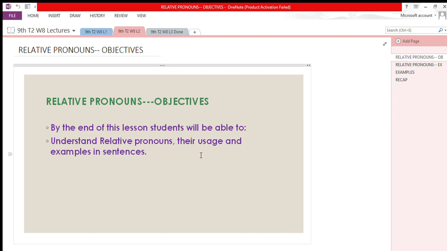Today we are going to talk about relative pronouns, and by the end of this lesson you'll be able to understand relative pronouns, their usage and examples in sentences as well as in your spoken and written expression.